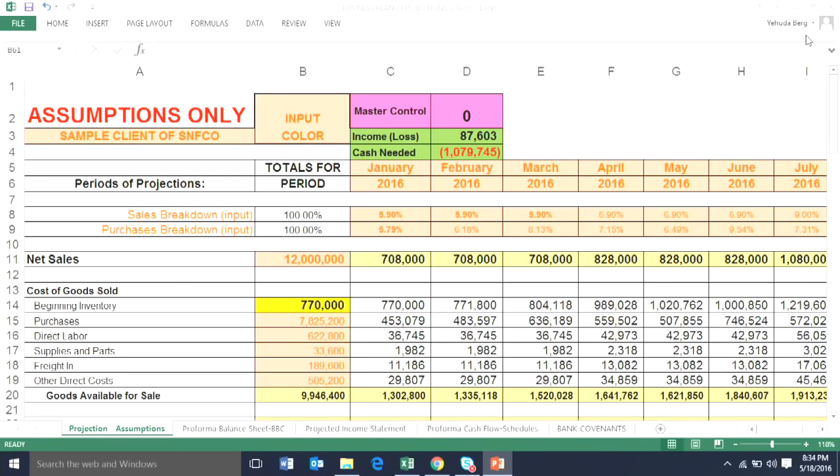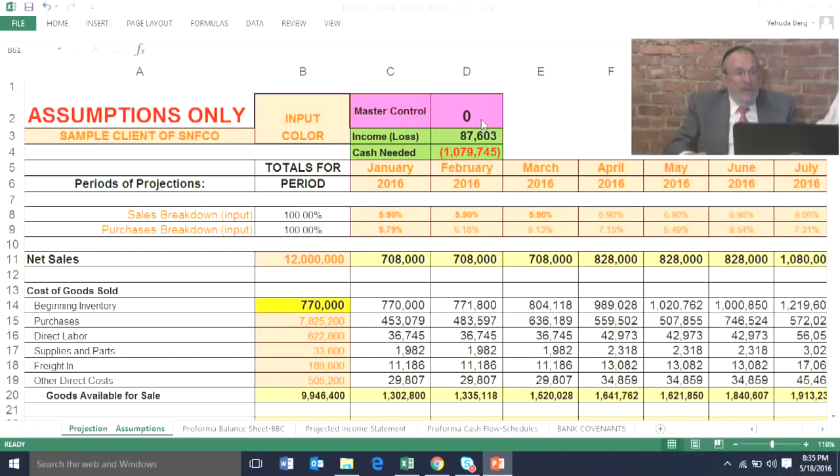The way I like to do projections or anything else, I have page one with all my assumptions, and after I put in my assumptions, all the other reports flow from it, and I have to make sure they're in balance. So the most important one is the one right here where it says master control 0. As long as this is 0, that means that my cash balances and everything is correct.